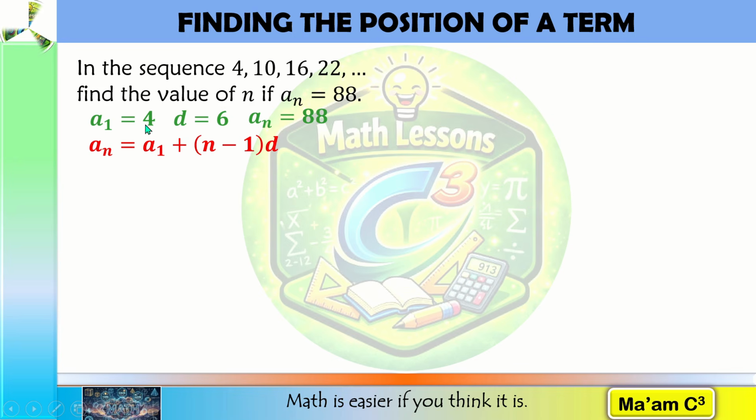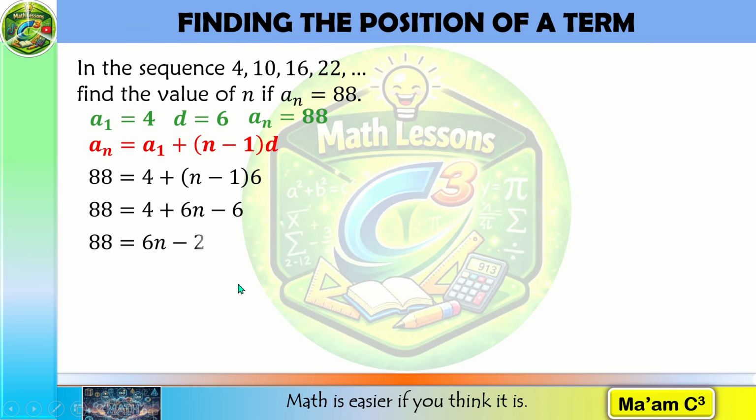A sub 1 is 4. We're looking for n, and d is equal to 6. Substituting those values, distributing 6 here, this will be 6n. This will be negative 6. 4 minus 6 is negative 2. So we have 88 is equal to 6n minus 2.